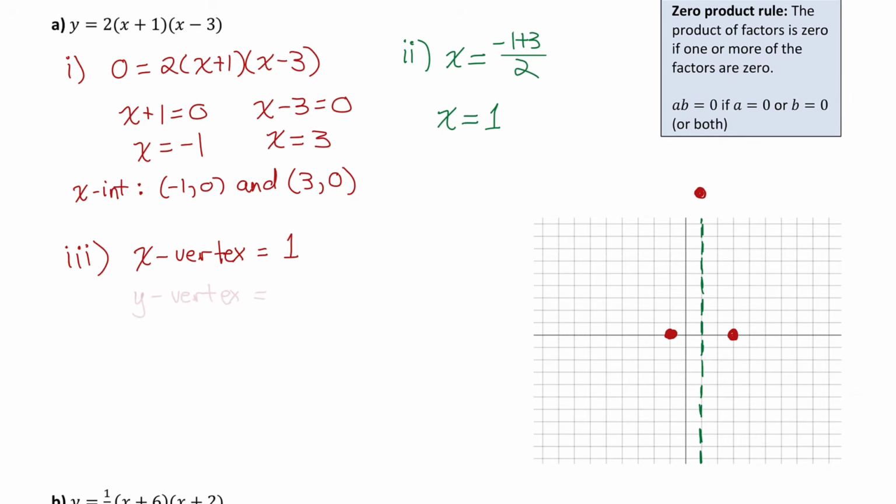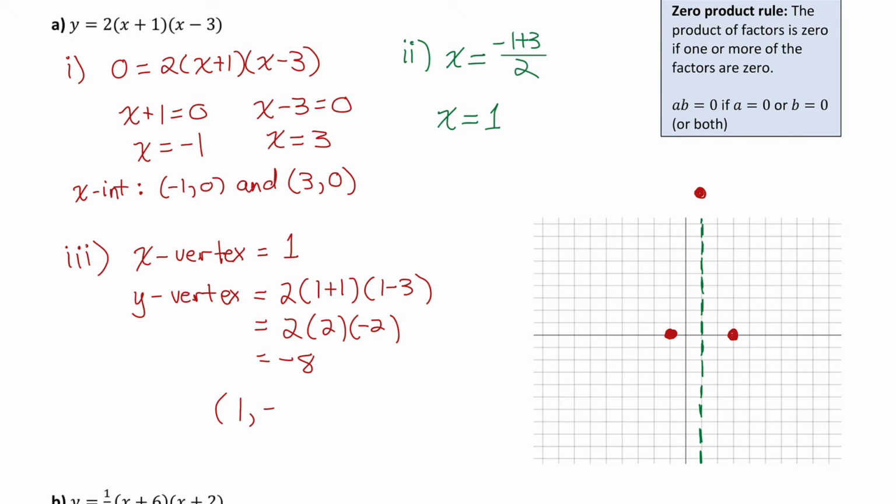To find the y-coordinate, we can just take the x-coordinate of the vertex and sub it into the equation for x and calculate y. So the y-coordinate of the vertex would be equal to 2 times 1 plus 1 times 1 minus 3. And simplifying those factors, I see the y-coordinate of the vertex is 2 times negative 2, which is negative 8. So the vertex is at the point 1, negative 8. So I can move that point down so it has a y-coordinate of negative 8.